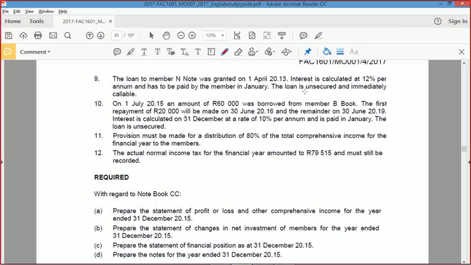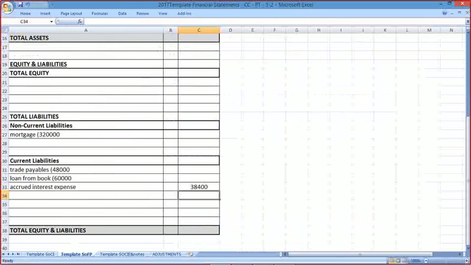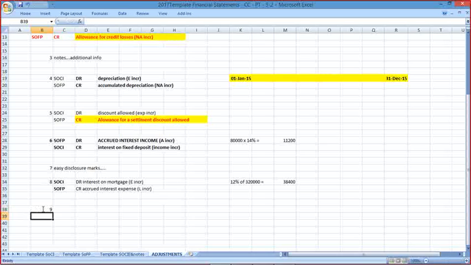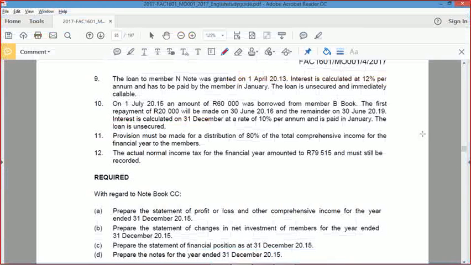So this interest that you're going to be calculating is for a loan to a member, which is what type of account then? Asset. No, the interest on the asset. Interest on an asset is an income. Yes. Interest on loan to member. Who are we dealing with here? Member Note.